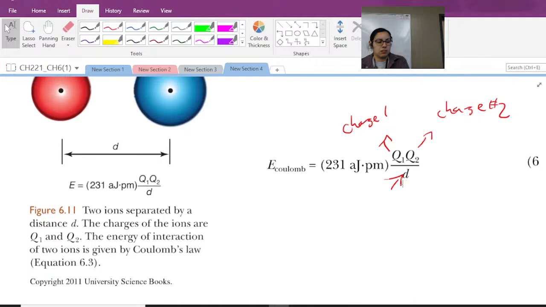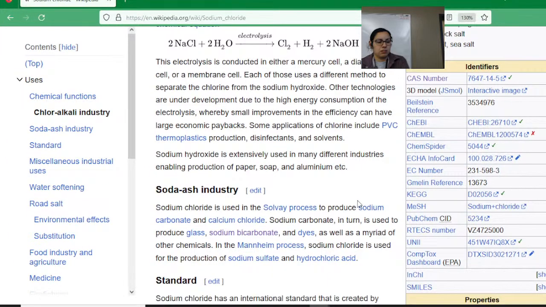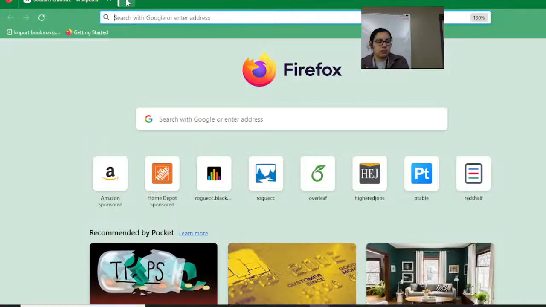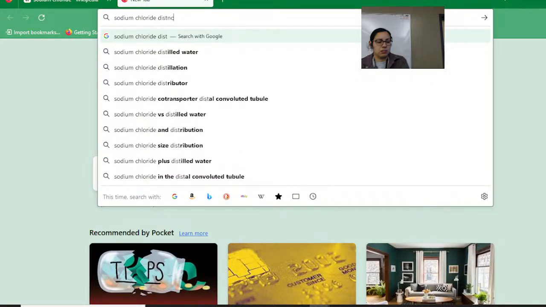You look at, let's look at sodium chloride. Let's even see if it has this information. So sometimes you can find a bond length. What does d represent? d is the distance. So it's the distance between them. Now let's ask the internet. So sodium chloride distance.